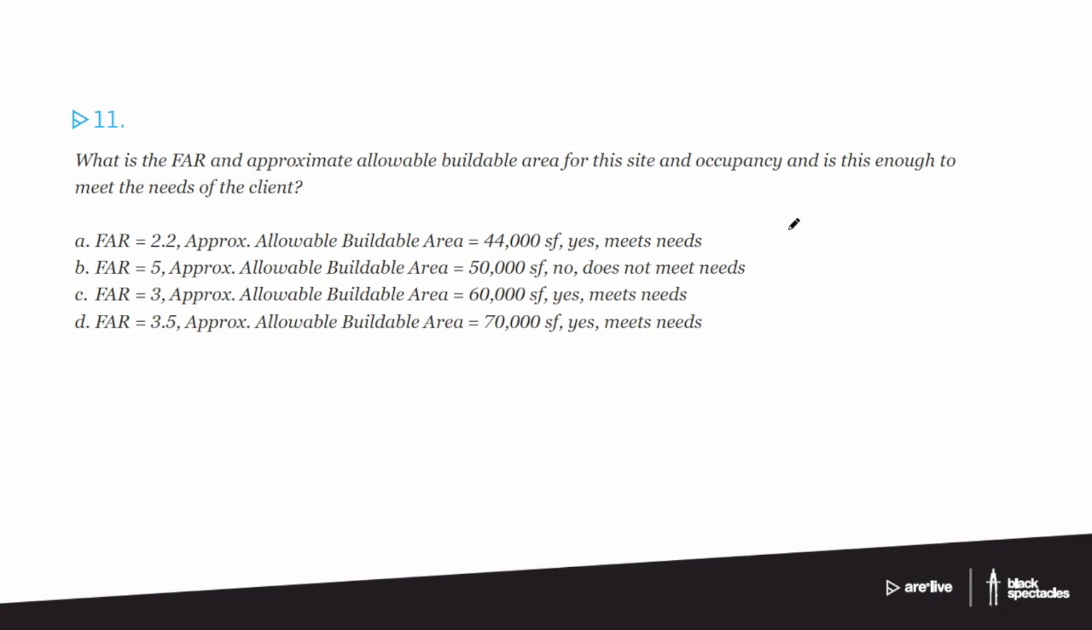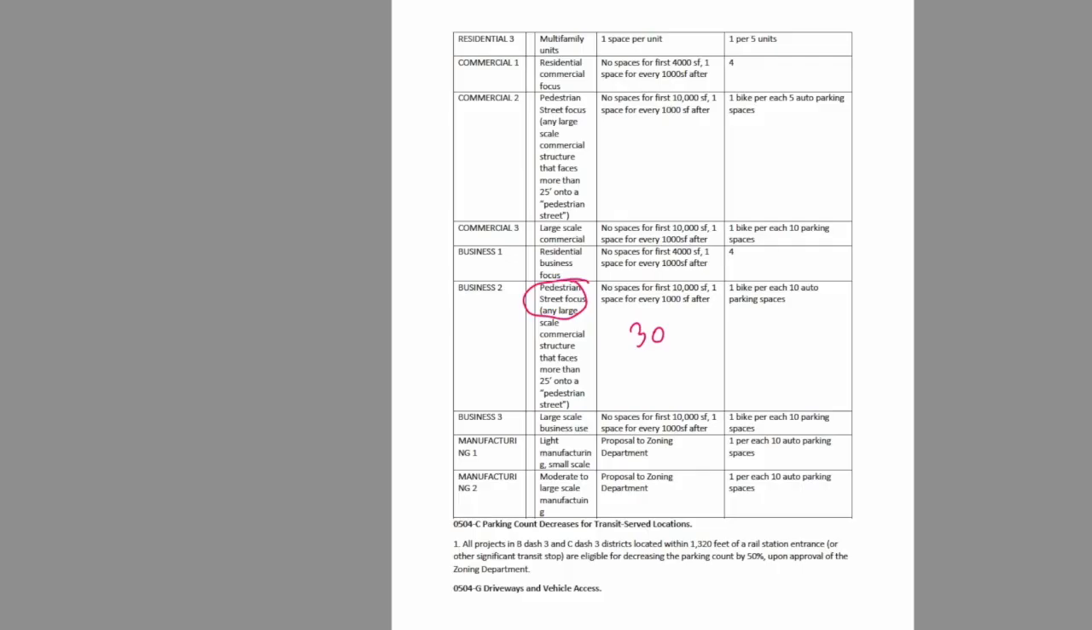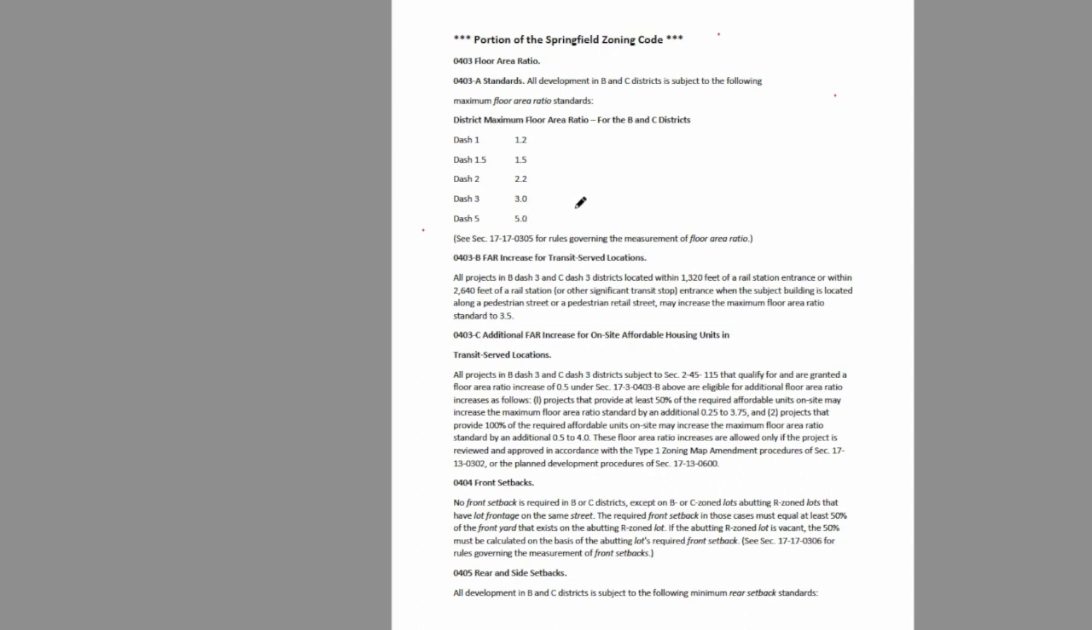So probably the first thing we're going to want to do is take a quick look at the zoning code and try to understand what we think the FAR is likely to be. So let's do that real quick. All right, so what does it say? We have floor area ratios for the B and C districts. Dash 1, 1.2, dash 1.5 is 1.5, dash 2, 2.2, dash 3.